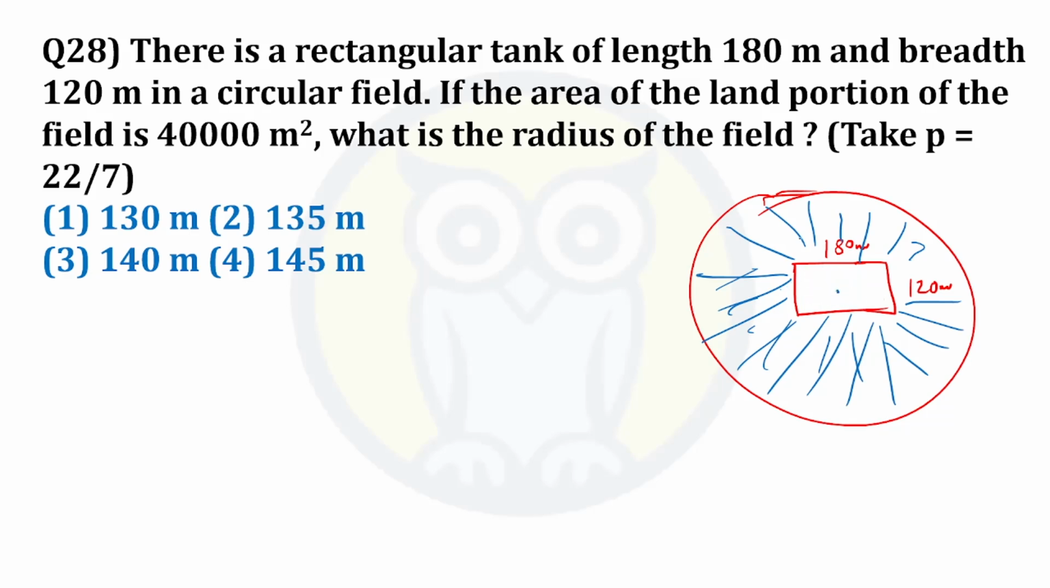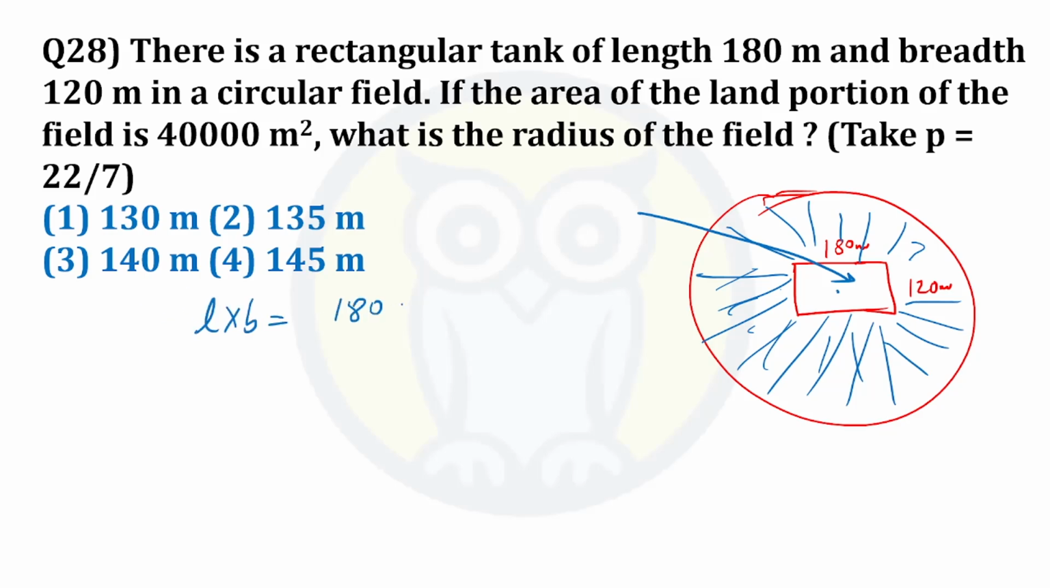So the area of the whole circle, the area of the circle, we equate with pi r square, and from that we find the radius. The area of the rectangular tank is length into breadth. So length is 180 meter and breadth is 120 meter.